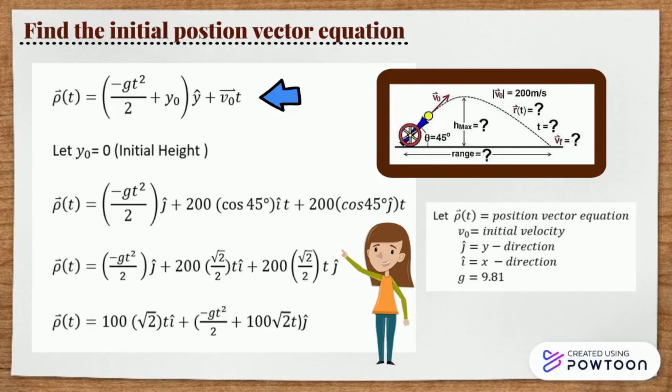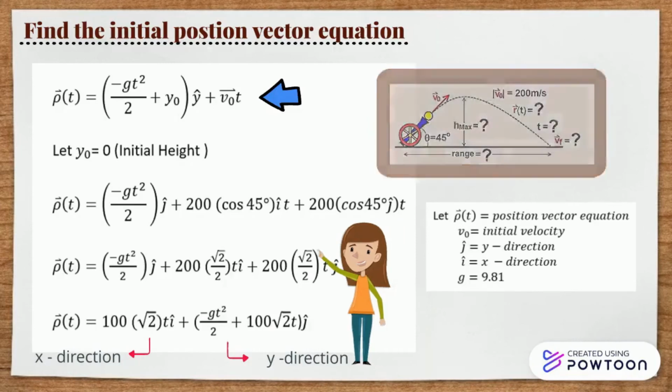To get the resultant equation, we substitute the values, and it is separated into 2 directions, the x direction and the y direction. In this formula, we can see that 100 square root 2 t represents the x direction, and negative gt squared over 2 plus 100 square root 2 t is the y direction.